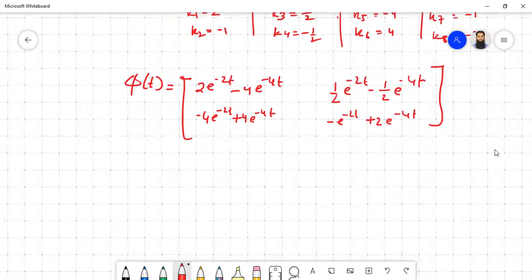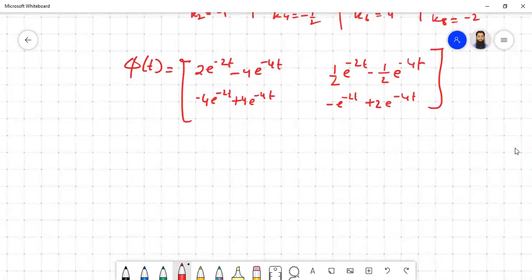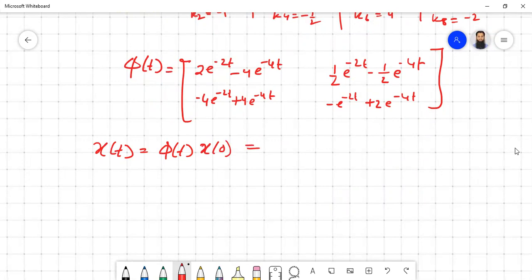Okay, so what was our solution? Our solution was basically x(t) equal to phi(t) x(0) plus the integration from 0 to t of phi(t minus tau) B u(tau) d tau.